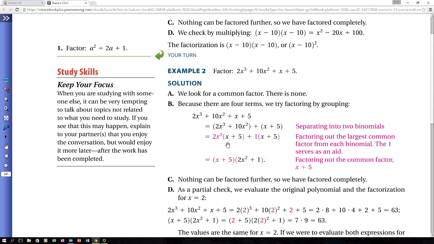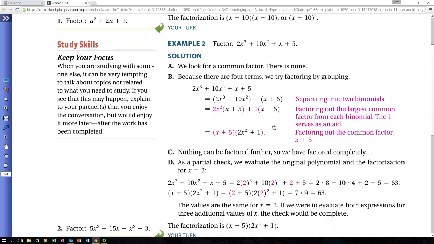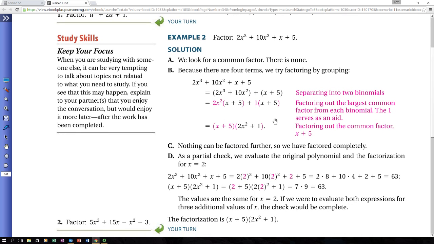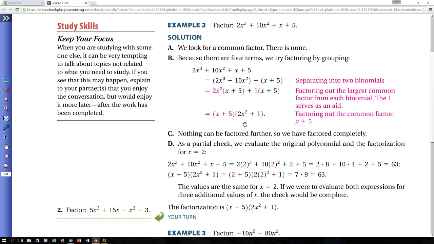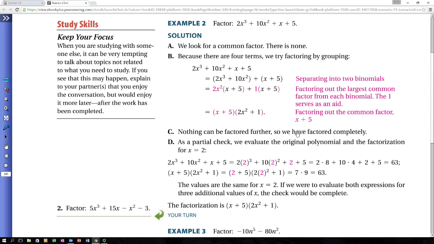And the result would be x plus 5 times 2x squared plus 1. There's my factorization. Okay, next step is, can anything be factored further? So I look at each one of these factors and say, well, x plus 5, no commons. In fact, if I did catch the commons at first, I should not have any common factors to factor out of any of these groups.